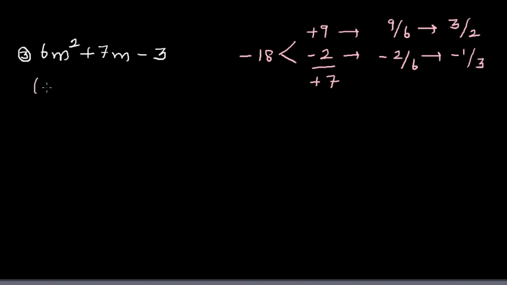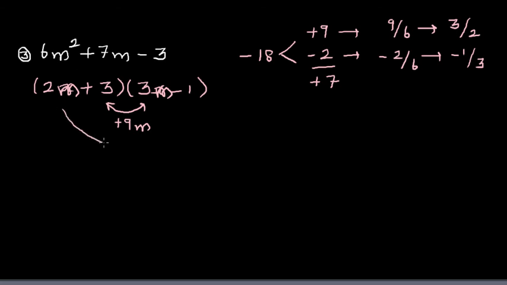So the factors are 2x plus 3 and 3x minus 1. It's always good to check whether you have found the right factors. Here the variable should be m, so let me change this to m. 2m times 3m is 6m squared. 3 times minus 1 is minus 3. This is plus 9m, and this is minus 2m, and that does give you plus 7m.